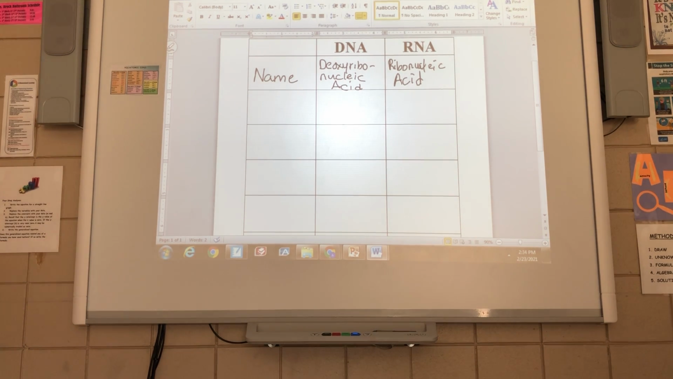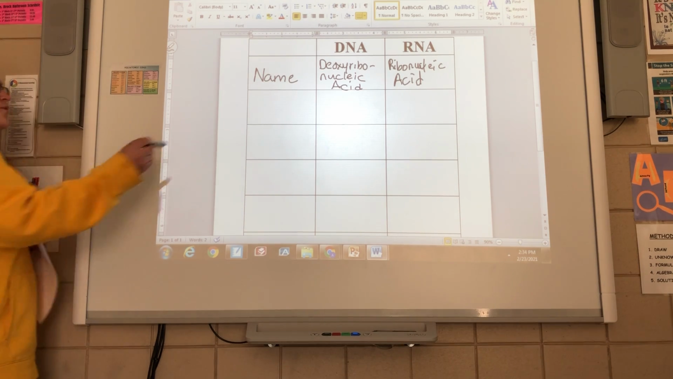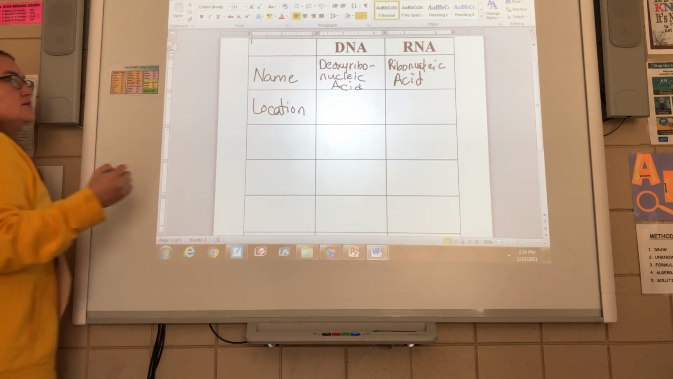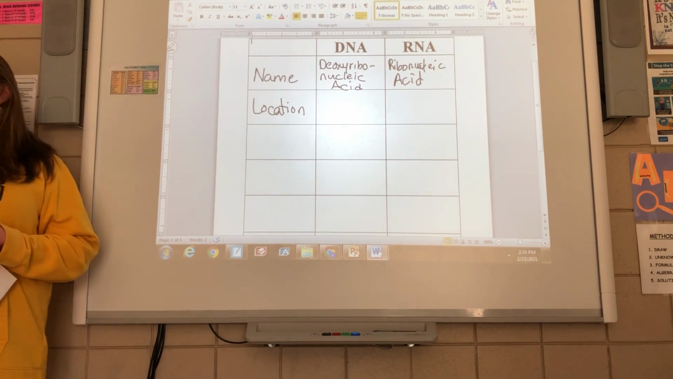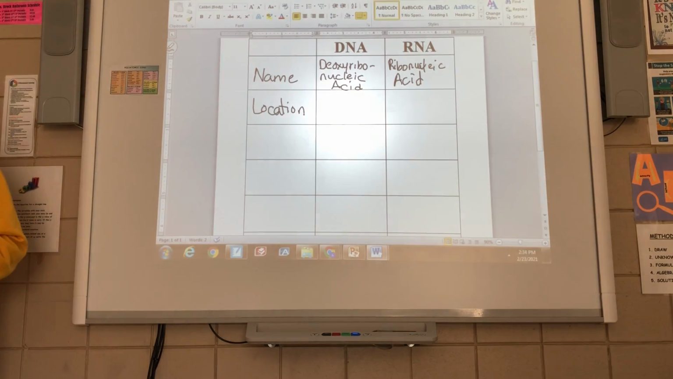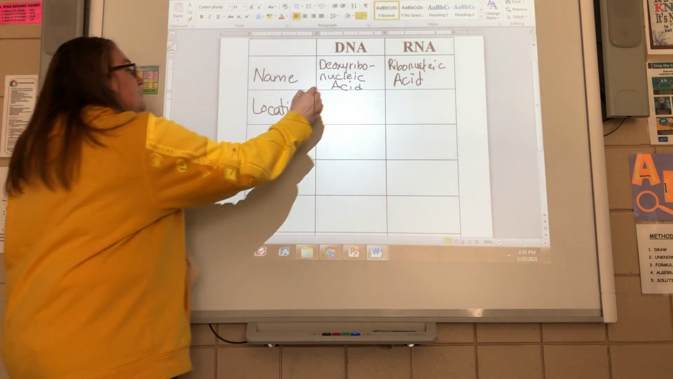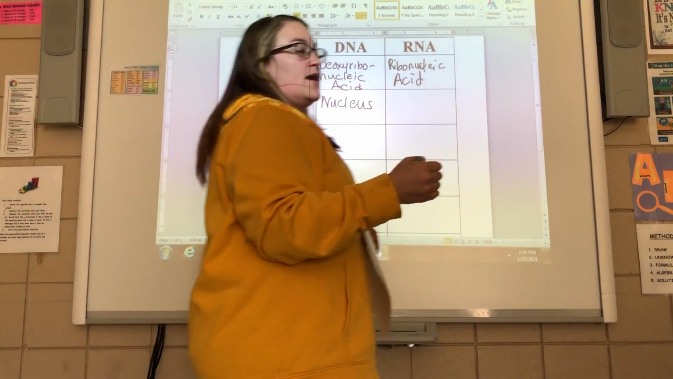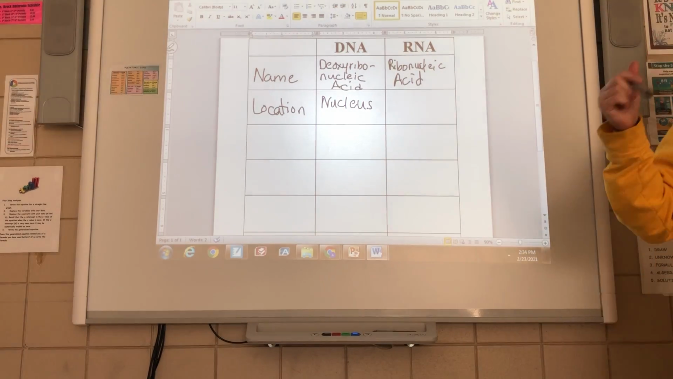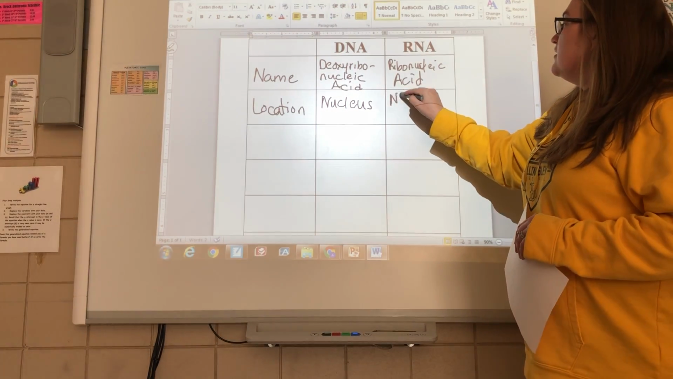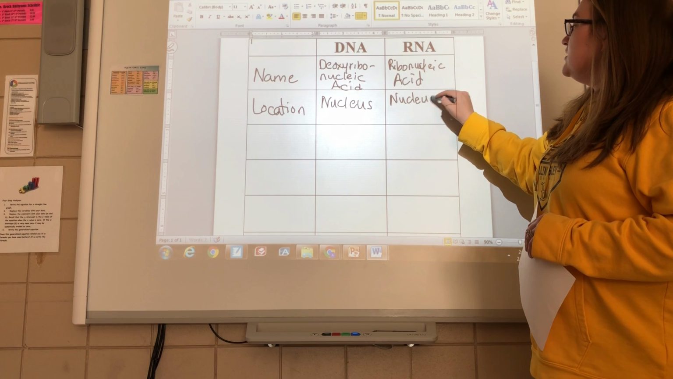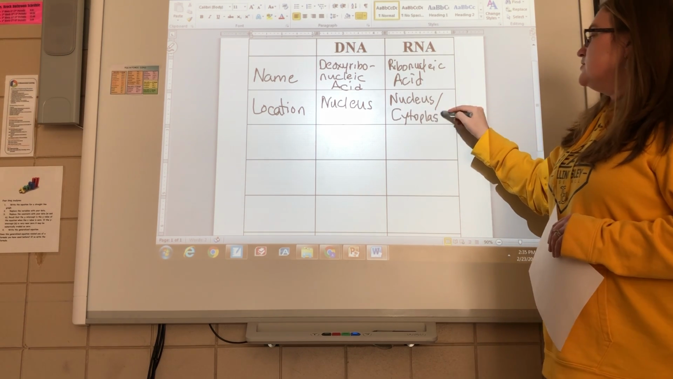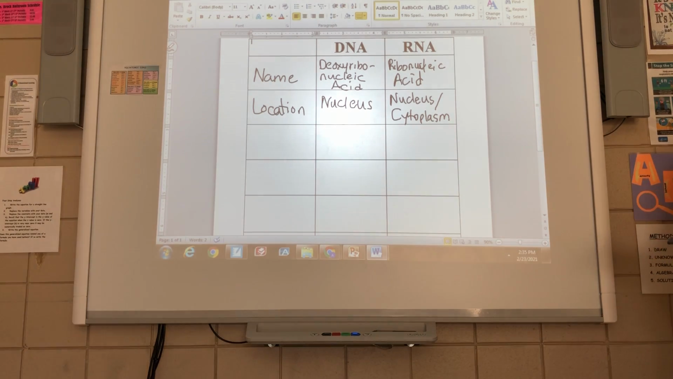All right, so next let's look at the location of DNA and RNA. So where is DNA going to be located? Nucleus. It's in the nucleus only, okay? The DNA is in the nucleus. The RNA is in the nucleus, and then it goes out into the cytoplasm, out into the cell outside the nucleus.